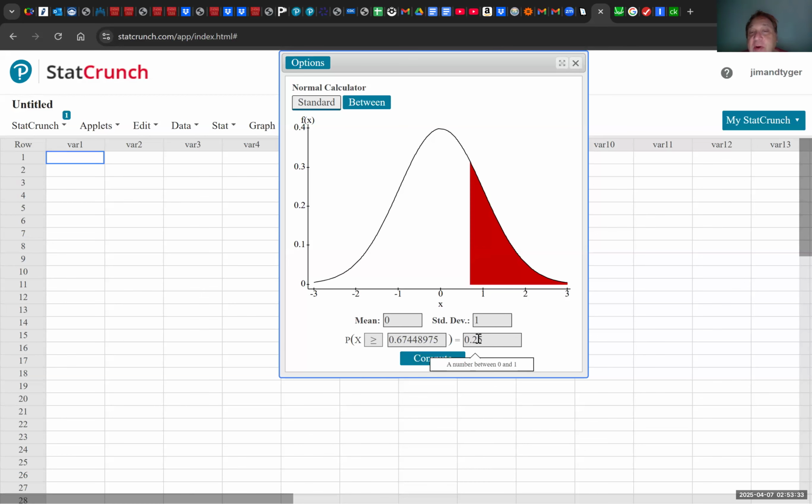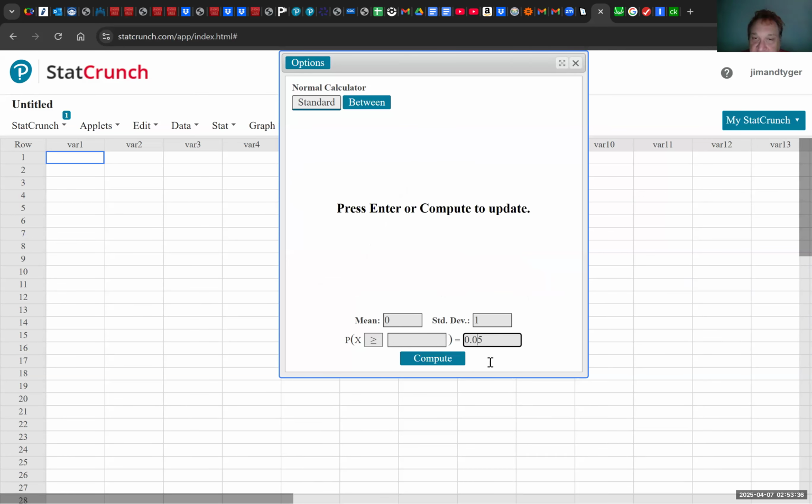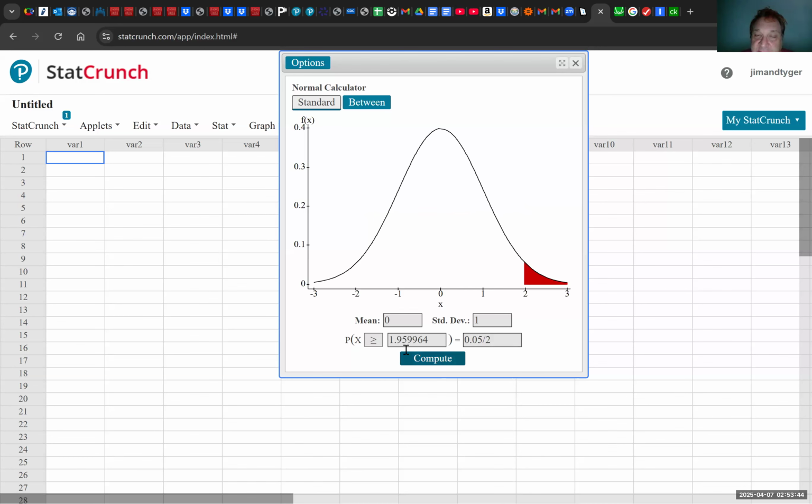So it didn't. Oh, I did 0.5 over 2. So it does work. I just typed in the wrong number. 0.05 divided by 2. My alpha value is 0.05. I divide by 2 and I compute. Yeah, so it worked out. It does the math for us. So 1.9599, that is the critical value, the z alpha over 2 value.